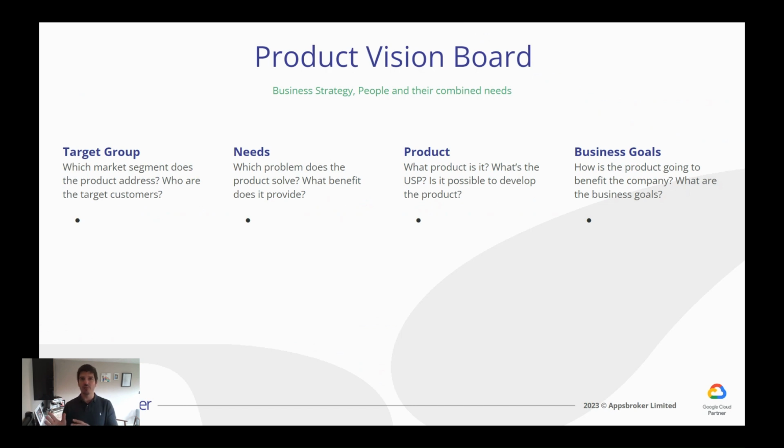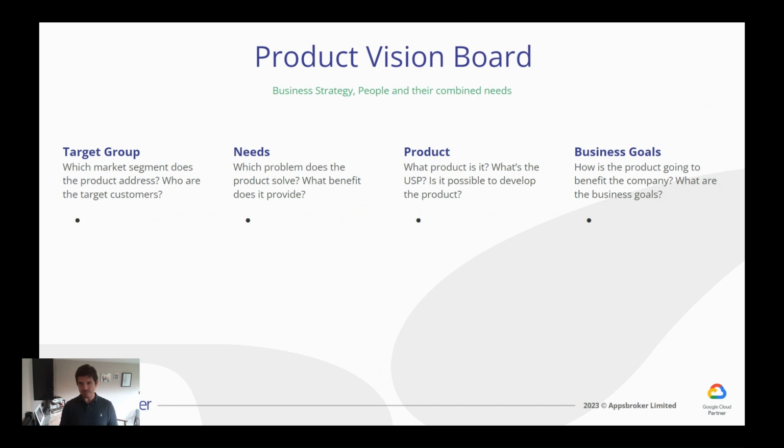Then go into the needs. What is the problem we're solving for those users? It might feel a bit repetitive, but once you bullet point it out, it'll make more sense. From there, we go into the product and what the USP is. So we've got the people, the problem, and the USP that's going to help solve that problem. And finally, we've got business goals.